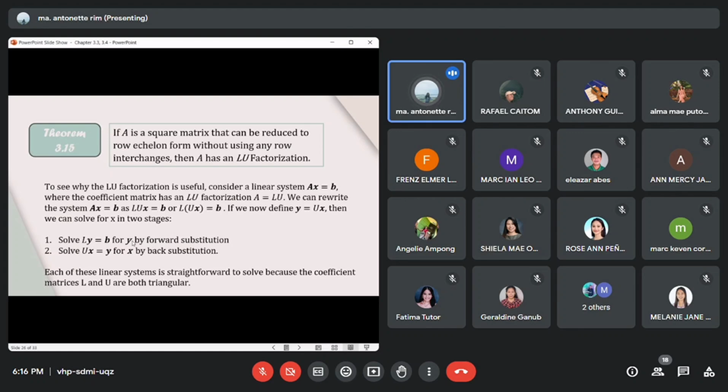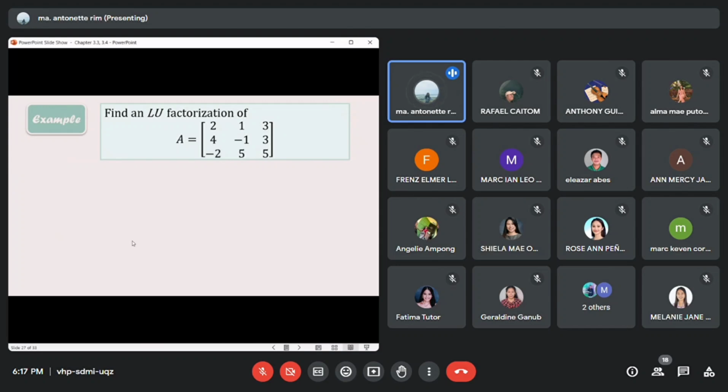So we use forward substitution. Next, after that, we solve UX = Y for X by back substitution. Each of these linear systems is straightforward to solve because the coefficient matrices L and U are both triangular.